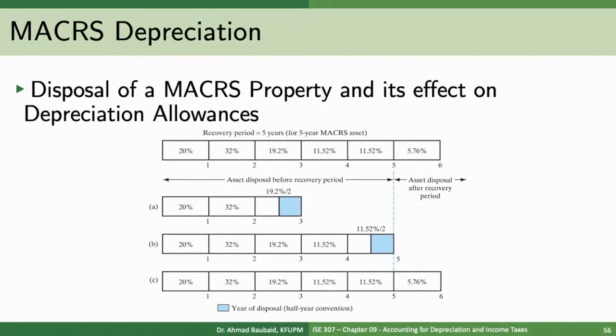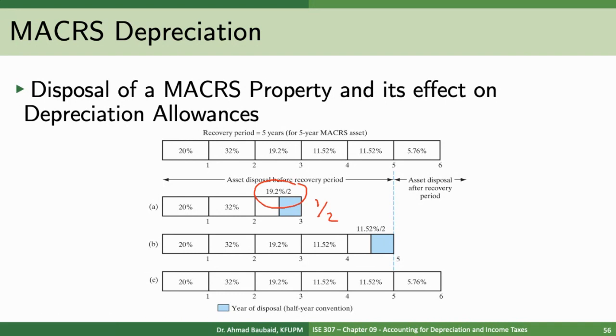Here's another important point about this, and that is when you sell the asset before the end of its recovery period, the depreciation that you claim in that final year has to be divided by 2, which I mentioned at the beginning of the class, because we want to establish the half-year convention at the end, even though we're selling the asset before the end of its recovery period.